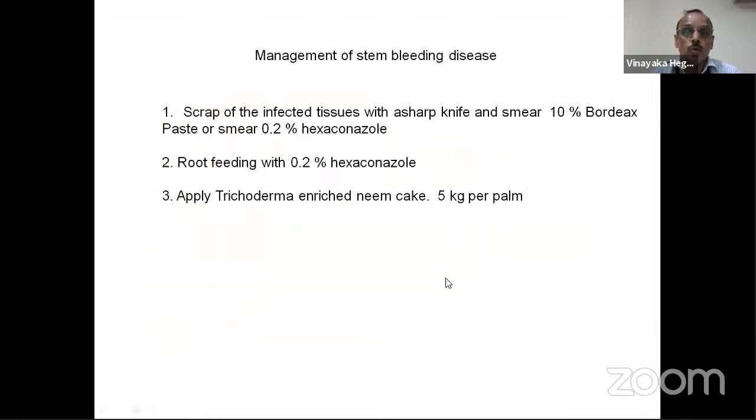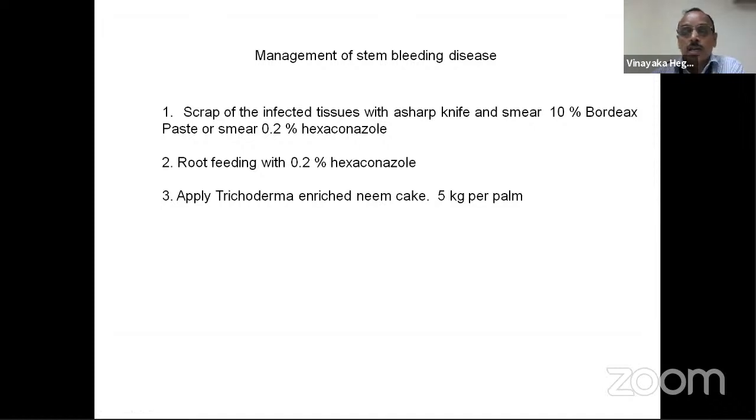These are the management. Then how to control this stem bleeding. In case of stem bleeding, the fungus enters through cracks on the stem, and this may be anywhere. Whereas in the case of Ganoderma wilt, the bleeding patches you will see mainly only at the base of the plant, that's why we call it basal stem rot. If you see bleeding patches anywhere on the upper zone of the trunk, then it is stem bleeding. We can identify it when we check.